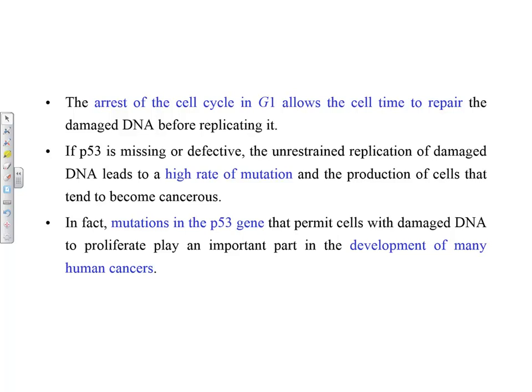Now, if for somebody the P53 is missing, right, or you inherited defective versions of that from your parents, right, then you are going to basically replicate damaged DNA, right, and you will be very prone to cancer, right. You'll probably get it at a much earlier age than most people. So if P53 is missing or defective, the unrestrained replication of damaged DNA leads to a high rate of mutation, right? Every time you're dividing, and there's no way to stop that.